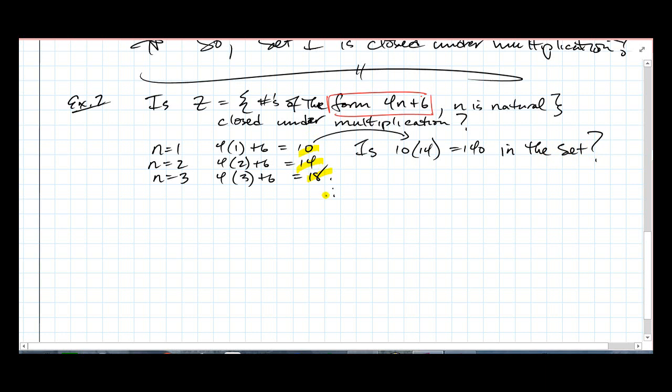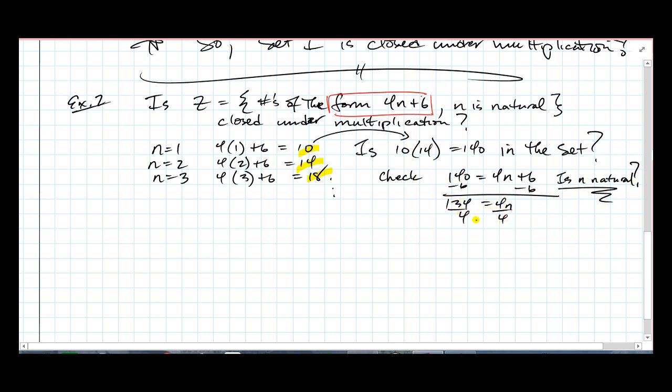Now you can continue listing these out, but you're going to be doing this list for a long time. So basically what you need to do algebraically is check: is 140 of the form 4n plus 6, where n is natural? Is n natural? If you solve it, that's the big question. So let's solve it. Subtract 6. I get 134 equals 4n. Divided by 4. Again, this is just algebra 1 stuff here, guys. So does this result give you a natural number?